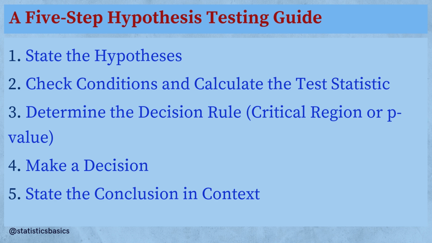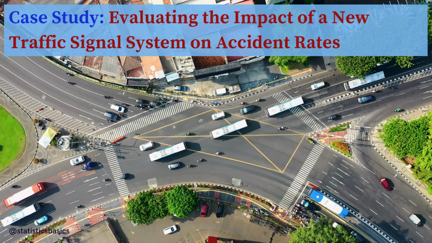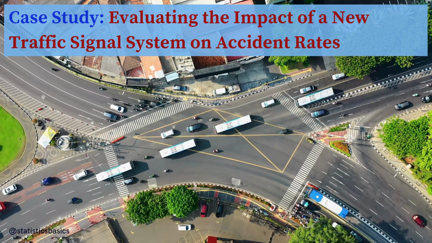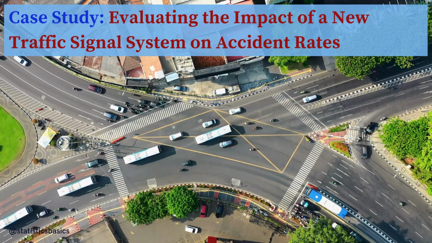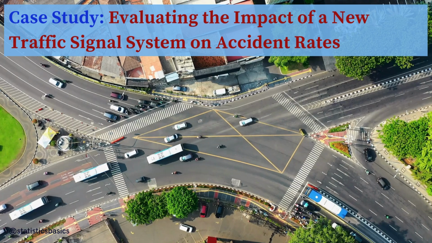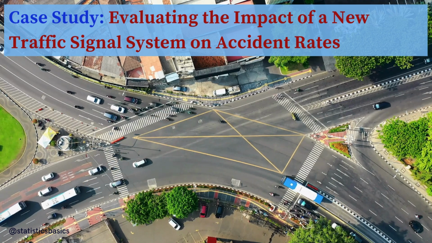In this video, we will use a 5-step hypothesis testing procedure to analyze the impact of a new traffic signal on accident rates. A busy intersection in a metropolitan area had a history of high accident rates. To improve safety, the city's transportation department implemented a new traffic signal system with advanced sensors and timing adjustments.